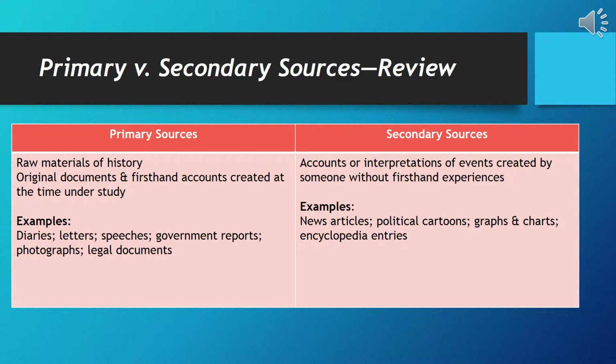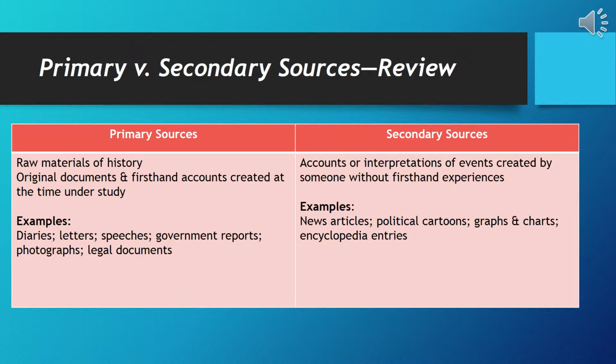Even though we have worked with both primary and secondary sources throughout this course, I think it's worth reviewing the difference between the two so everyone knows exactly what is expected for this checkpoint. Consider a primary source as the raw material of history. Historians write history using primary sources or first-hand accounts. Examples of these include, but are not limited to, diaries, letters, speeches, government reports, photographs, and legal documents.